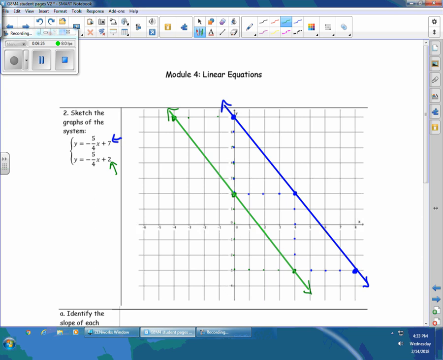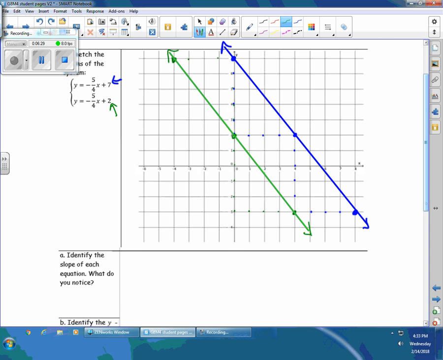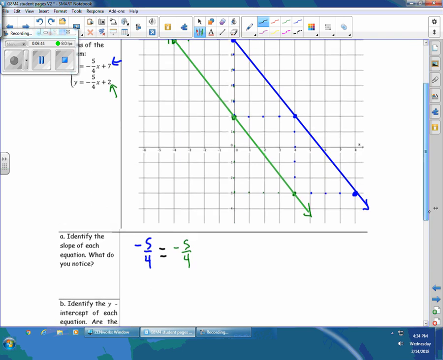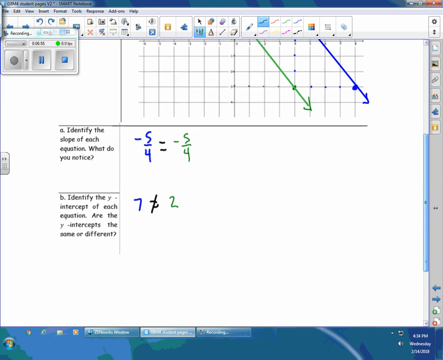Okay, so I have both of the equations graphed. You can see that they are parallel lines. Identify the slope of each equation. My blue one has a negative 5/4, and my green one also has a negative 5/4. Those are equivalent. The y-intercept, the blue one has a 7, the green one has a 2. Those are not equal. So what can we say about this?